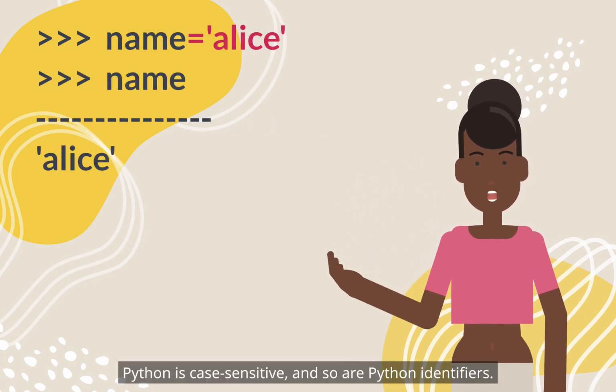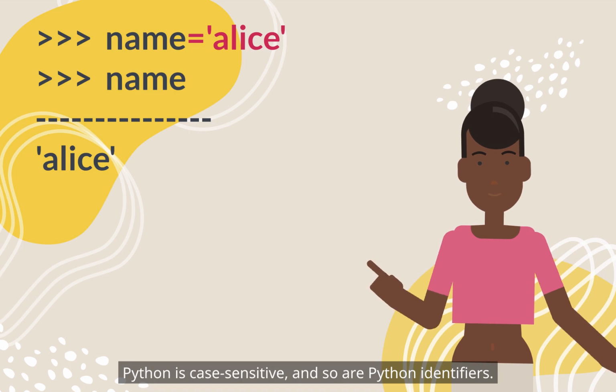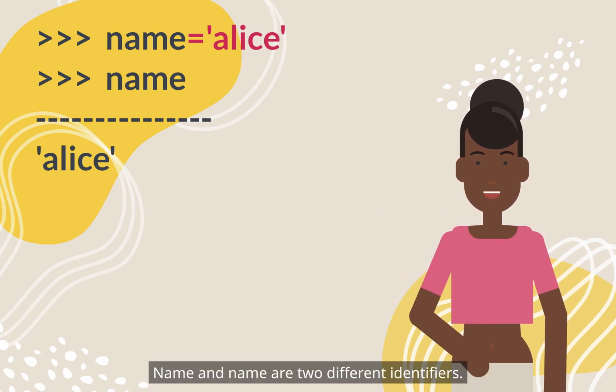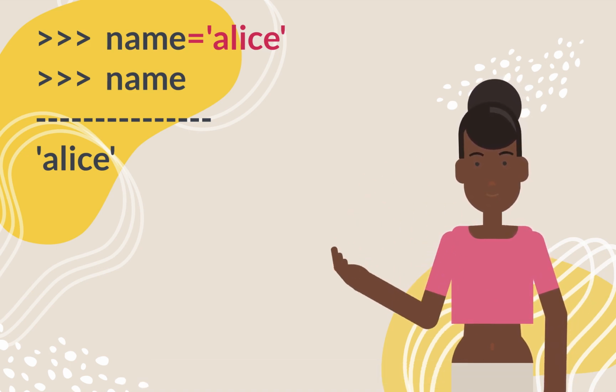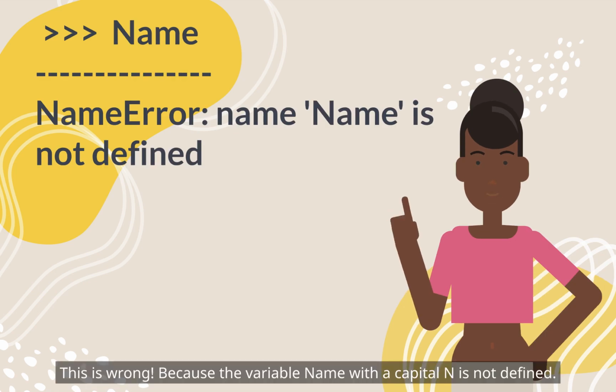Python is case-sensitive, and so are Python identifiers. Name and name are two different identifiers. This is wrong, because the variable name with a capital N is not defined.